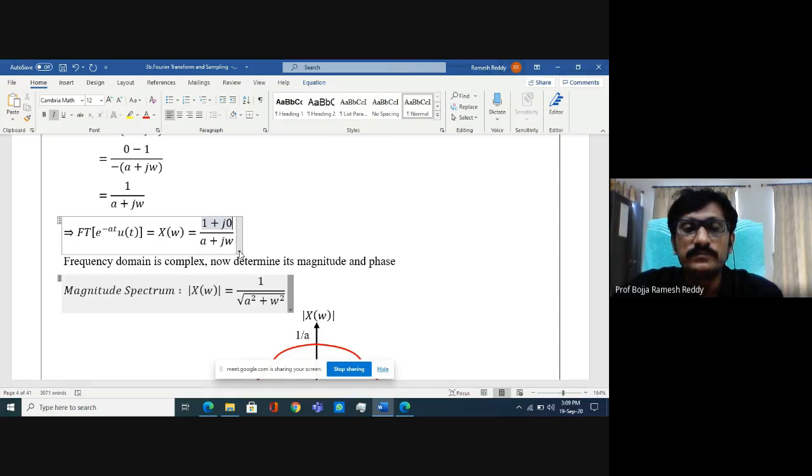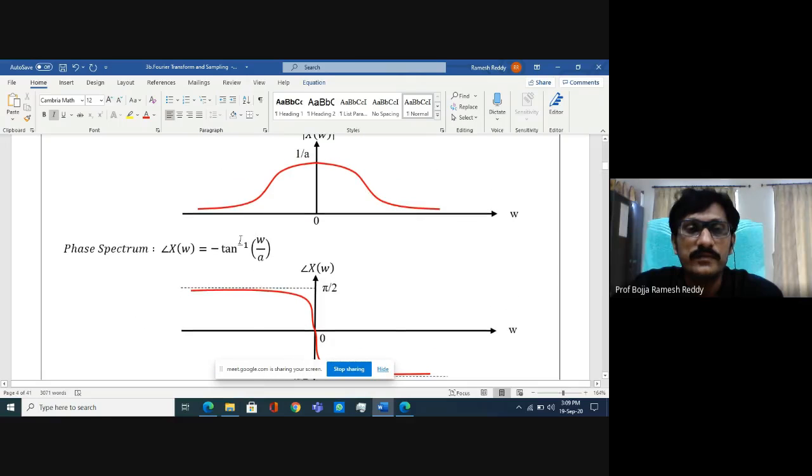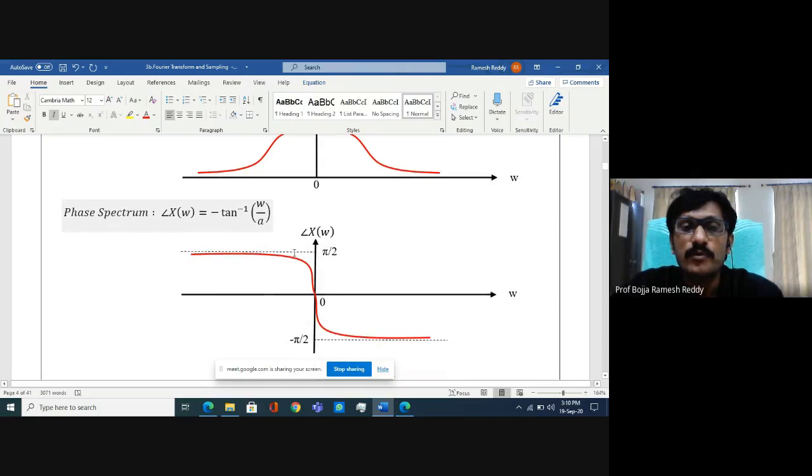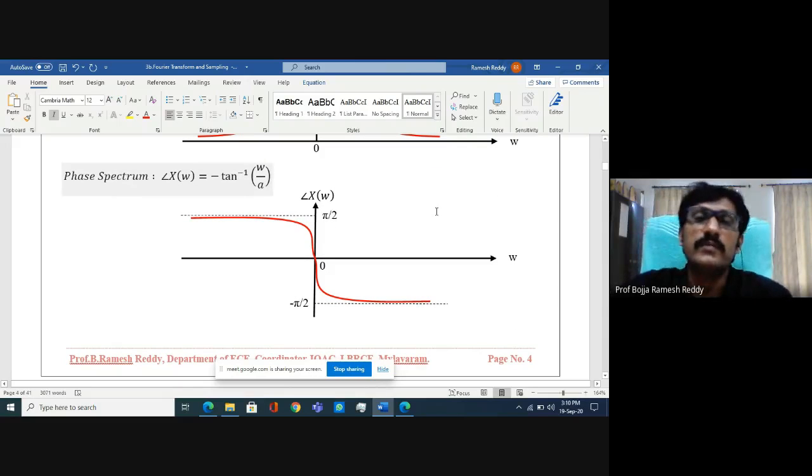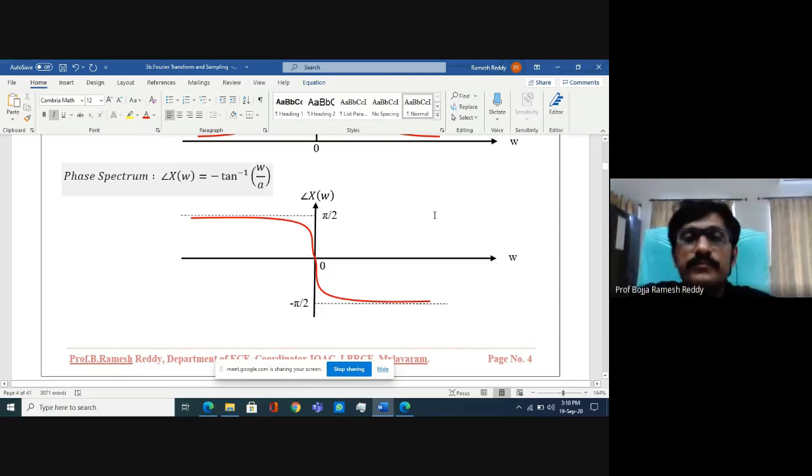For a division, take the difference: angle of numerator minus angle of denominator. That is the formula for the phase spectrum. Angle of numerator 0 minus angle of denominator tan inverse of omega by a. Now see this function, minus tan inverse of omega by a. We have to know the graphical form, how to get it. If omega is equal to 0, tan inverse of 0 is 0.